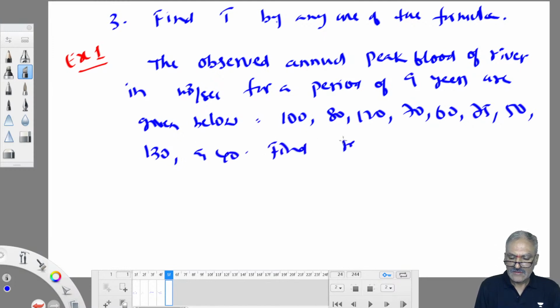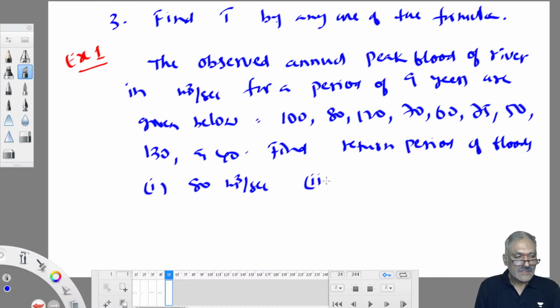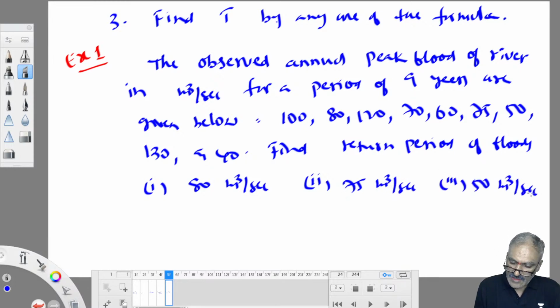Find... 3 questions are there here. Return period of floods having magnitude 80 meter cube per second. That's the first question. The second question is 75 meter cube per second. And the third question is 50 meter cube per second. So different magnitudes of flood discharge are given to you. For this flood discharge, what is the return period? That we have to work out. Okay. So what is the procedure?